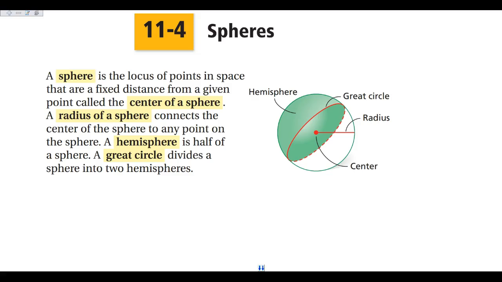Hey everybody, today we are looking at section 11.4, which is going to be all about spheres. So we are going to end up looking at the surface area and the volume of spheres. So first thing is a sphere is a ball.